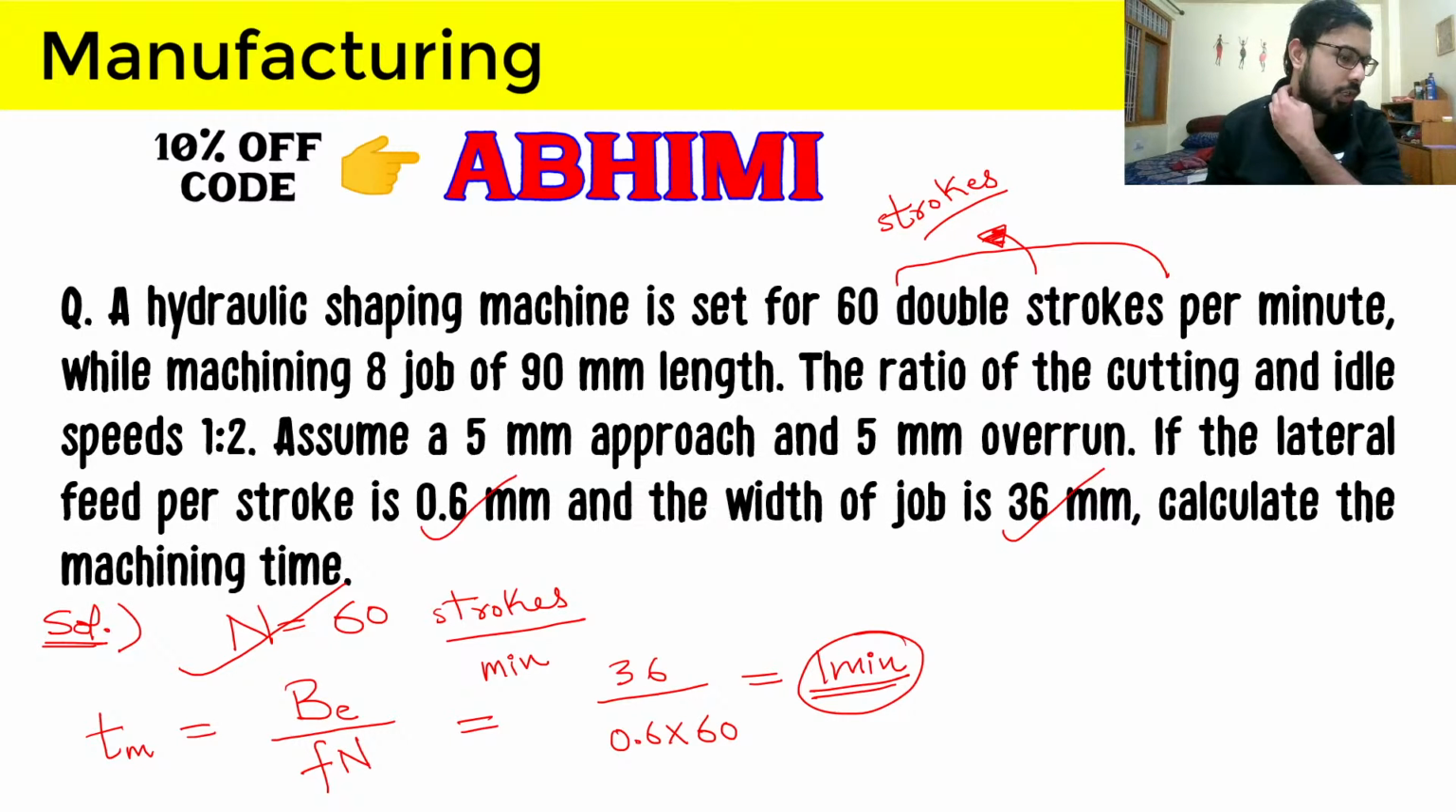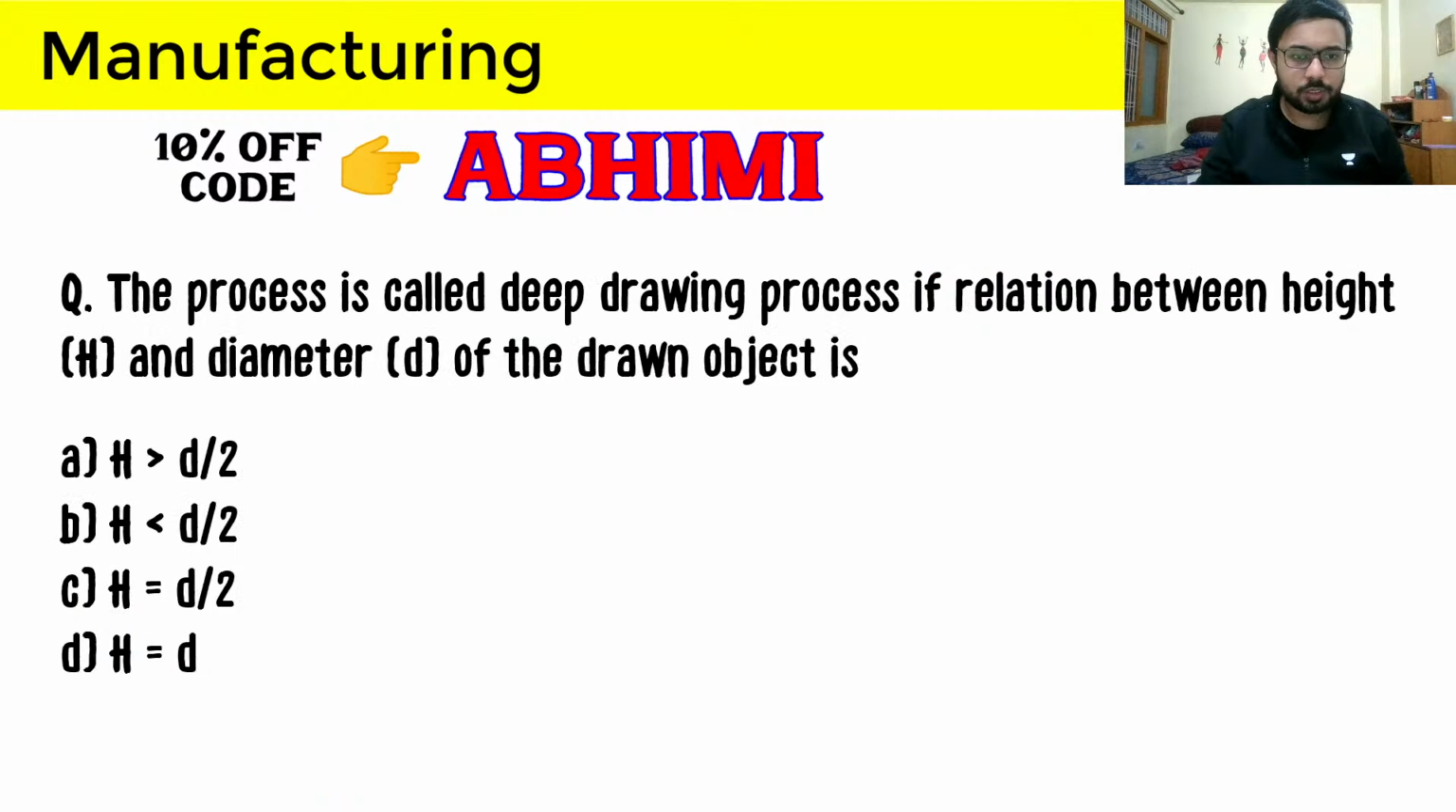In machining time for shaping, our numerator has this width, so therefore the answer is 1 minute. And let's move onwards to our next question, which is again a very simple one.